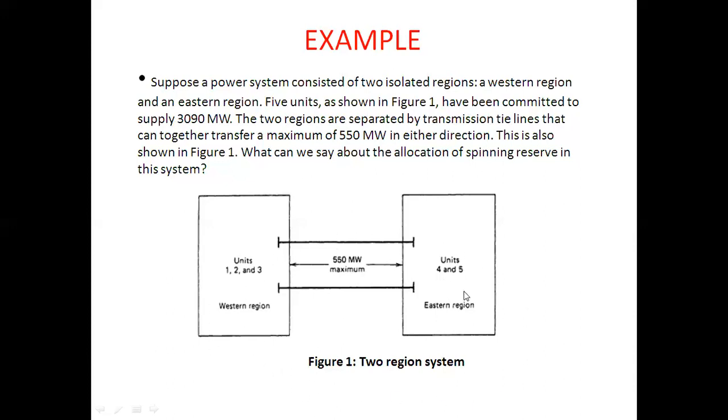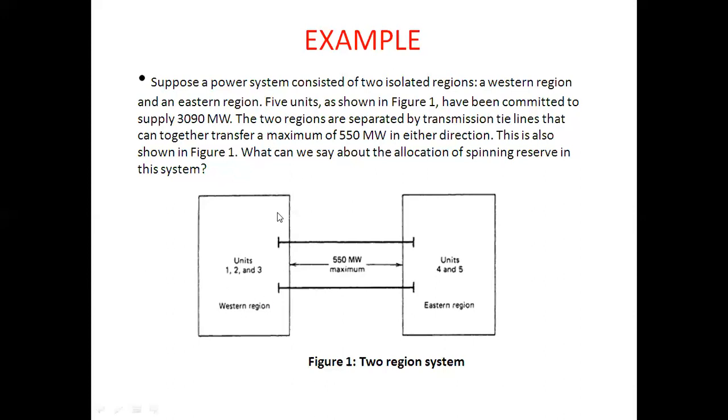These five units have been committed to supply a 3090 megawatt load. The two regions are separated by a transmission tie line that can transfer a maximum of 550 megawatt in either direction. Either direction means from the western region to the eastern region or from the eastern region to the western region. This is also shown in figure 1. So the question arises: what can we say about the allocation of spinning reserve in the system?